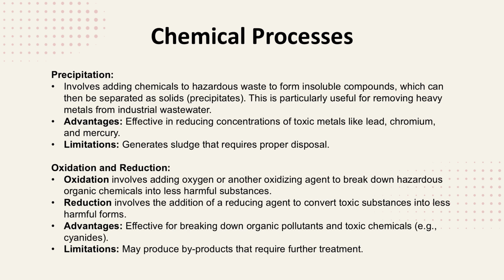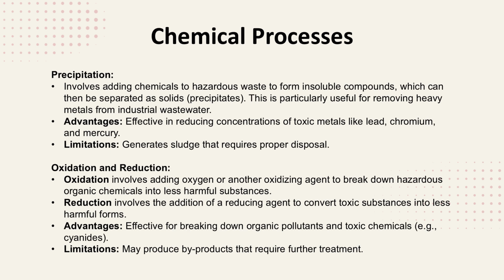Other important chemical processes are oxidation and reduction. Oxidation involves adding oxygen or an oxidizing agent to break down hazardous organic chemicals into less harmful substances. Reduction involves adding a reducing agent to convert toxic substances into less harmful forms. Both methods are effective in treating organic pollutants and toxic chemicals, such as cyanides, though they may produce byproducts that require further treatment.